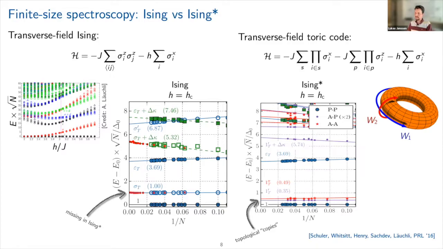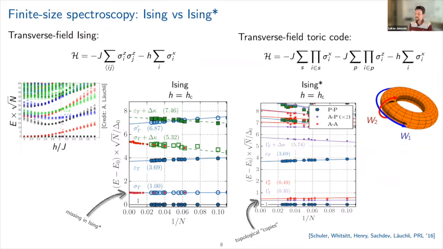And here's the spectrum that you measure as a function of this external field in exact diagonalization. And then of course you want to go to the thermodynamic limit. So you do some finite size extrapolation, and if you appropriately rescale your excitation energies with N, the number of sites, then you get finite numbers in the thermodynamic limit at the quantum critical point. And these finite numbers are in fact also universal numbers that characterize the universality class. That can be compared for the Ising quantum critical point in comparison with the Ising star quantum critical point.